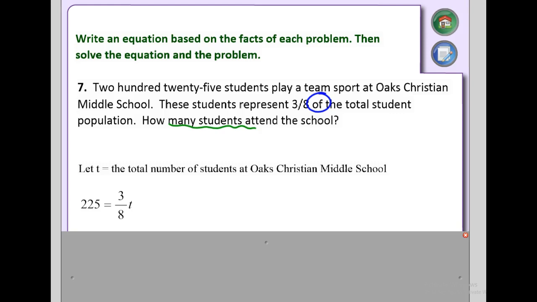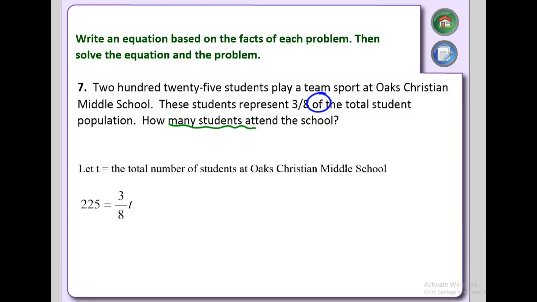Yeah, that seems easy now after we did the first one. Now, how are we going to solve that problem? How do we get rid of that fraction? Yeah, remember, we're going to multiply by the reciprocal, so all that cancels. So now I've got 8/3 times 225/1 equals T, because we got rid of the 3/8. Now, can we cross-cancel that? Well, 3 goes into 225.